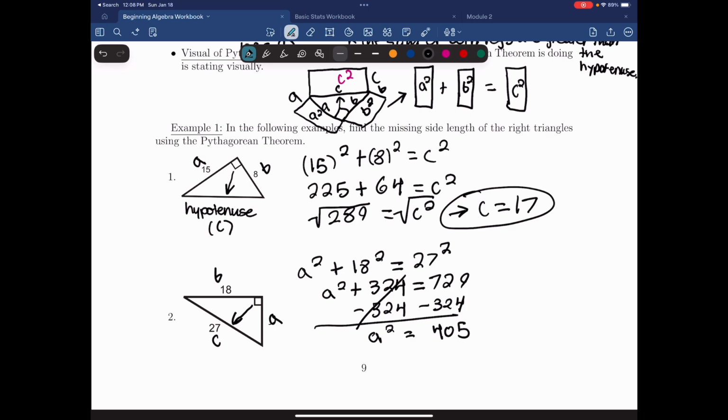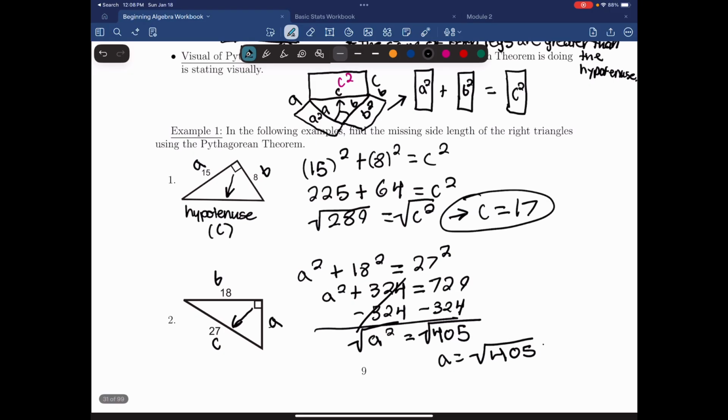Now to solve for A, I'm going to square root both sides. And we get A equals the square root of 405. And the approximate value for the square root of 405 is about 20.12. And that's your side length A.